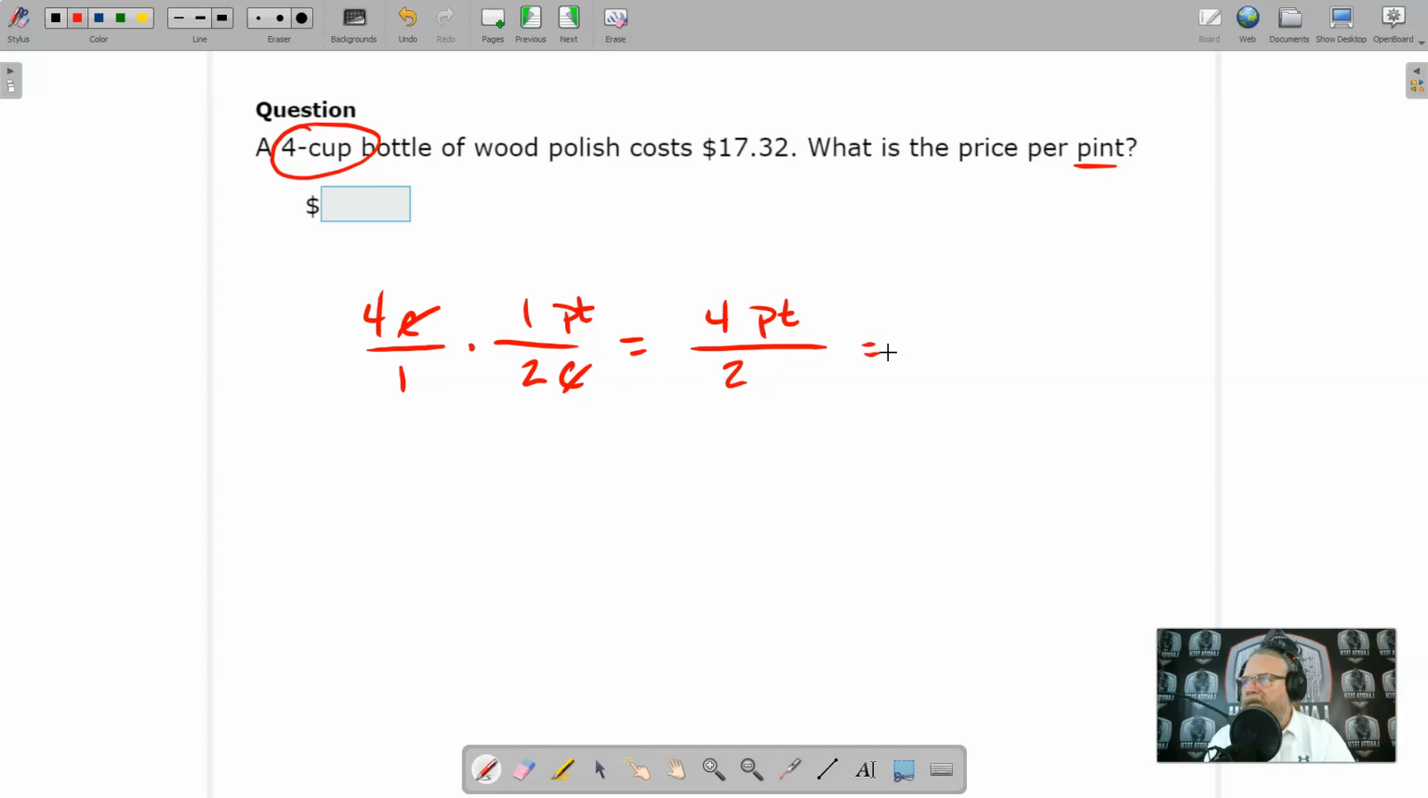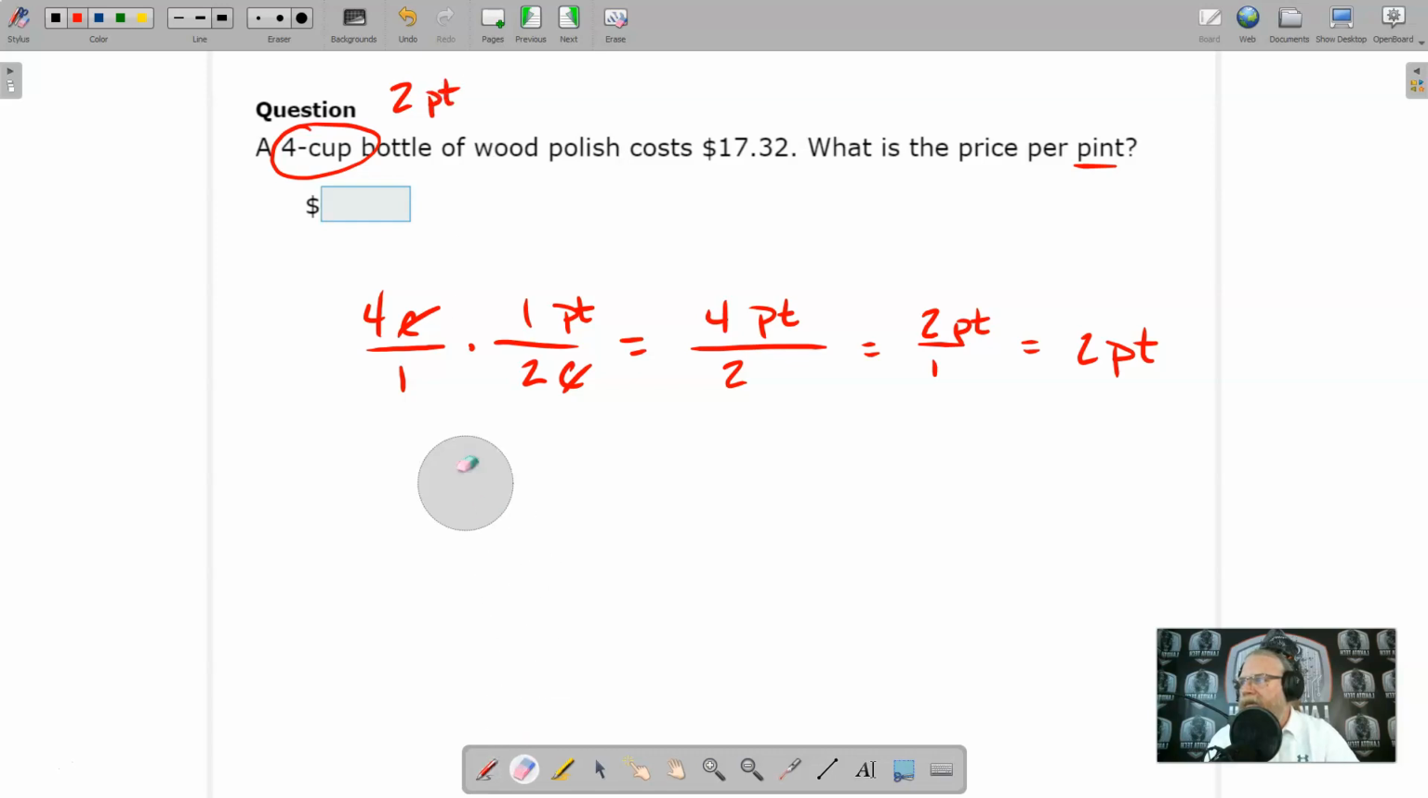Now 4 divided by 2, we can simplify this, and we end up with 2 over 1, right? 2 pints. I just divided the numerator and the denominator by 2, and we end up with 2 pints. So 2 pints is equal to 4 cups. So let's go and put that there, 2 pints.